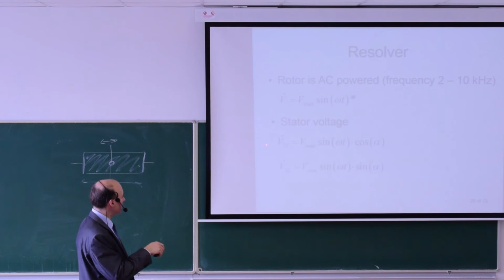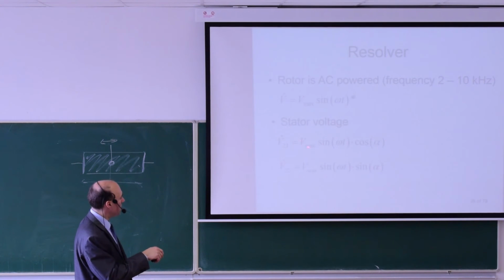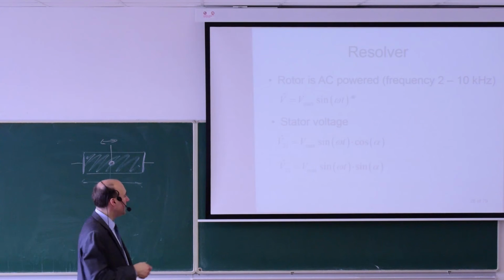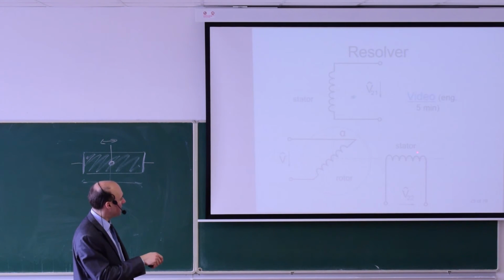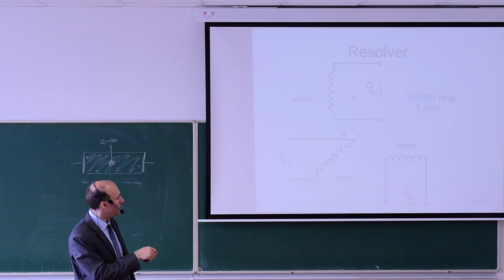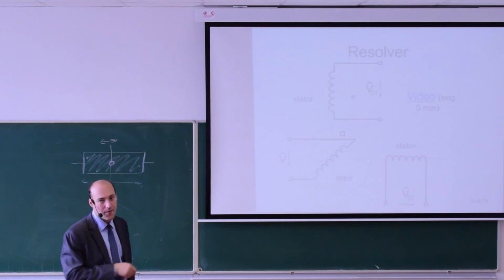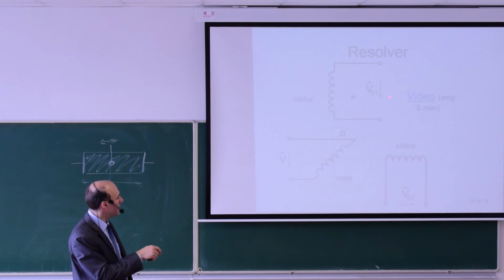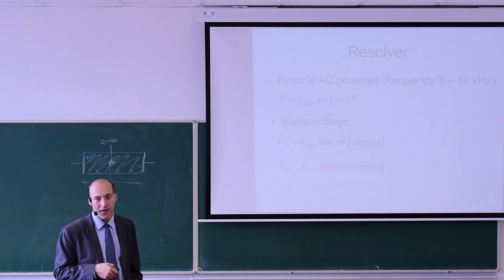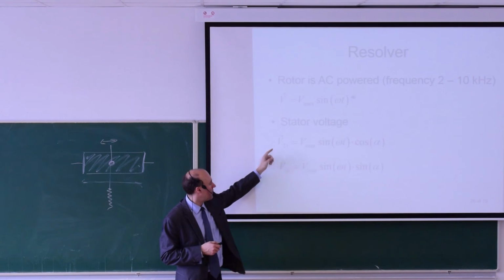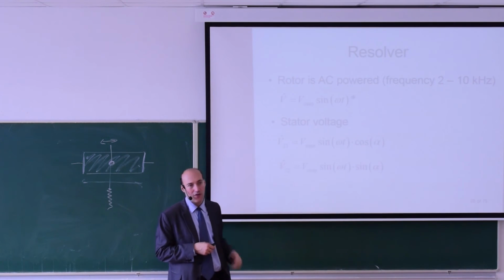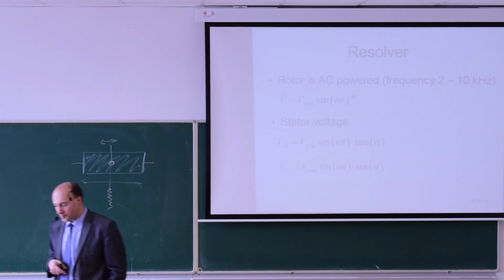So now one stator winding voltage will also be a sinusoidal function. You see here it's the same frequency times the amplitude, but times cosine alpha. So this is this winding if I have defined alpha from here to here. So this is the cosine winding, and the other is the sine winding. So one voltage will depend on the cosine of alpha, and one will depend on the sine of alpha.